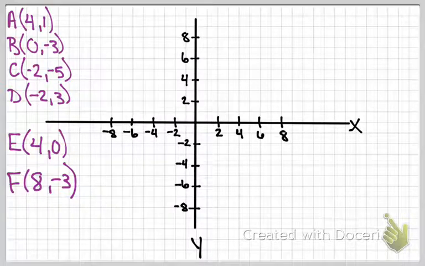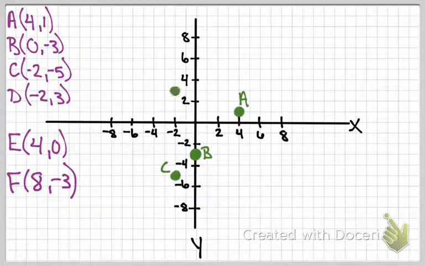So I want you to plot the points. If it's a positive 4, do I go right 4 or left 4? Right 4. Yep. And if it's a positive 1, do I go up 1 or down 1? Up. And then plot your point. So go both directions and then plot 1 point for each point. Okay, points A, B. So A is over 4 up 1. B is 0, down 3.